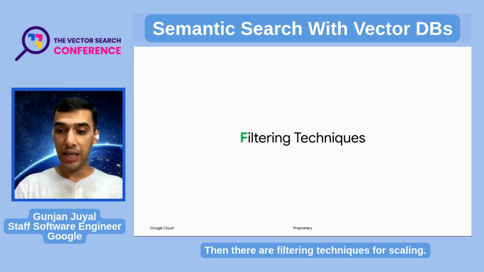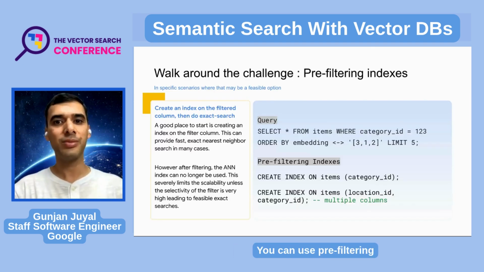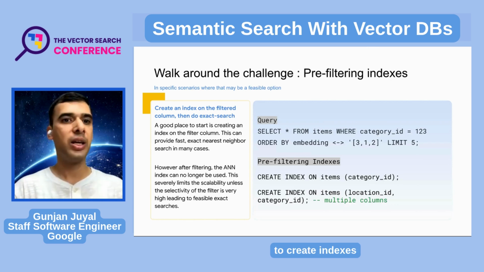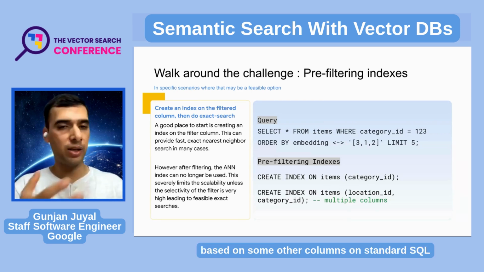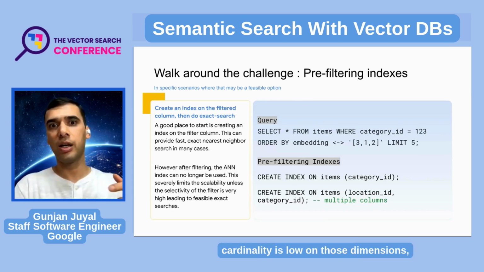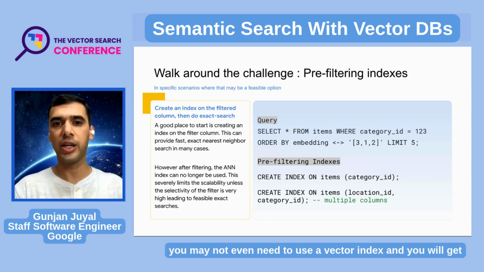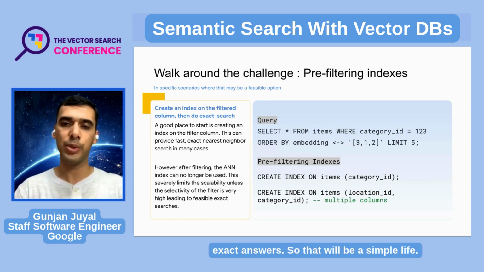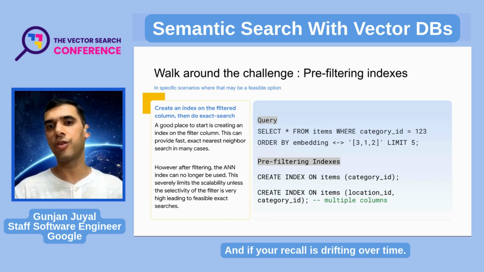Then there are filtering techniques for scaling. The very first is don't use a vector index. You can use pre-filtering to create indexes based on some other columns, on standard SQL predicates, and if your cardinality is low on those dimensions, by using a standard index, you may not even need to use a vector index, and you will get exact answers. So that will be a simple life. You are not worried about recall percentage, and whether your recall is drifting over time.